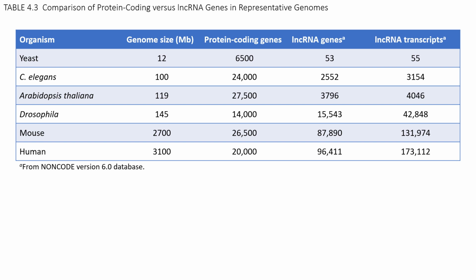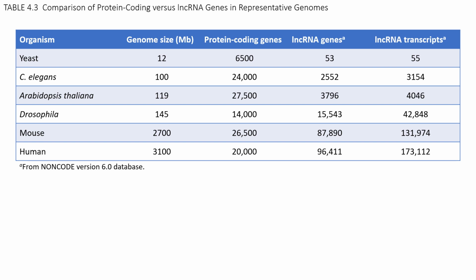Looking at familiar species we looked at over the last couple of chapters, starting with yeast, you see the genome size at about 12 megabases, with about 6,500 protein-coded genes, about 53 lincRNA genes and 55 lincRNA transcripts. Then you see a significant jump to the worm C. elegans, and also to Arabidopsis thaliana, which has the largest number of protein-coded genes, but not quite as many lincRNA genes. And as you see, not much more on the lincRNA transcripts.